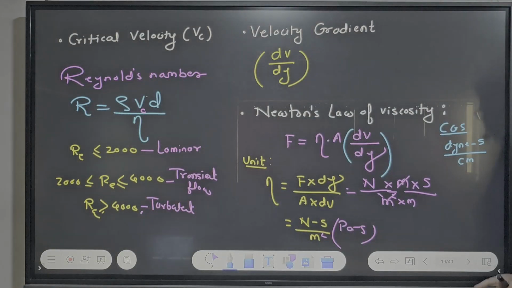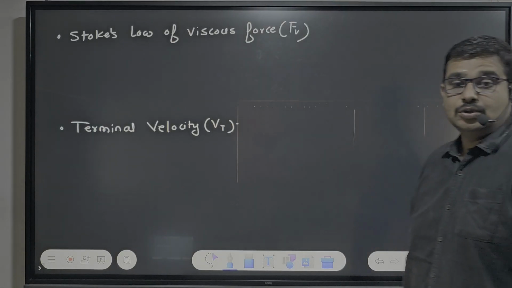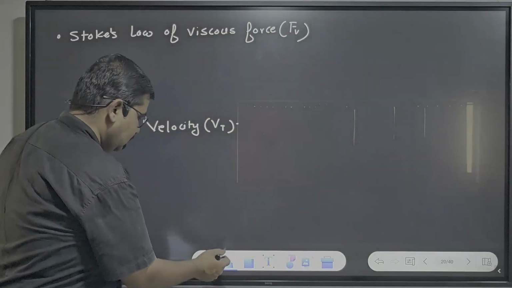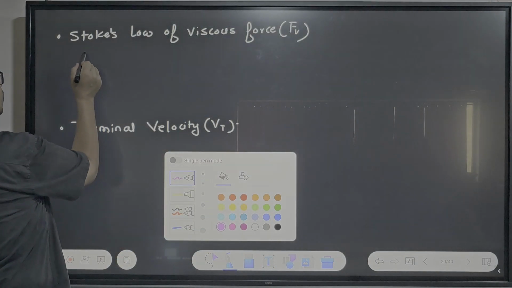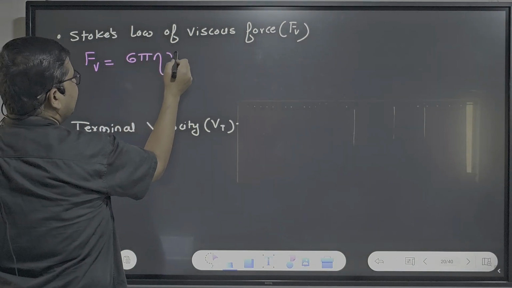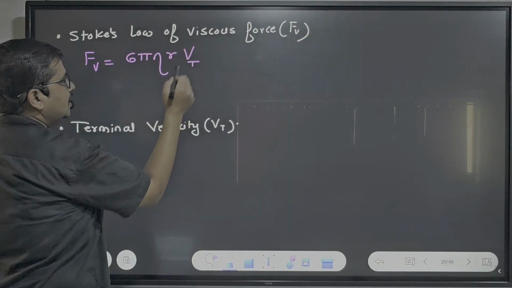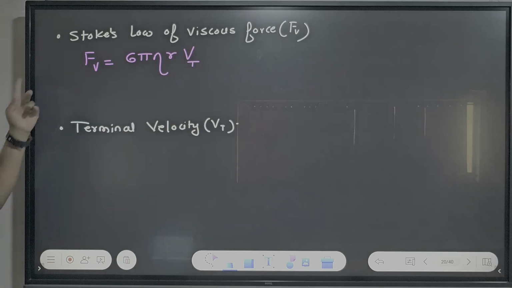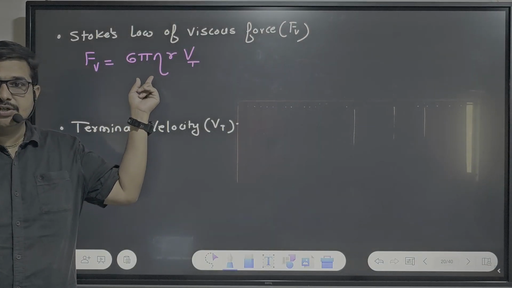So next, Stokes law of viscous force. What is the formula? Viscous force is equal to 6 pi eta r v, where v is the terminal velocity, and eta is the coefficient of viscosity.